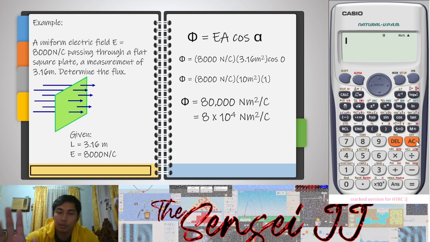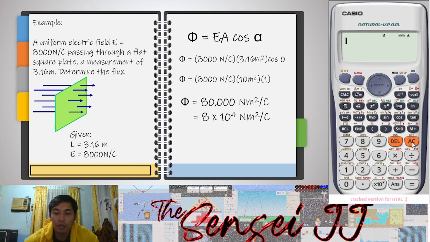Oh wait, let's first solve for our area. So we have here 3.16 times 3.16. We have here our answer of 9.9856, or roughly 10 square meter, or 3.16 raised to 2. So the answer will be the same. 9.9856, when we round it up, is 10 square meter. And we have here our cosine 0, which is equivalent to 1.